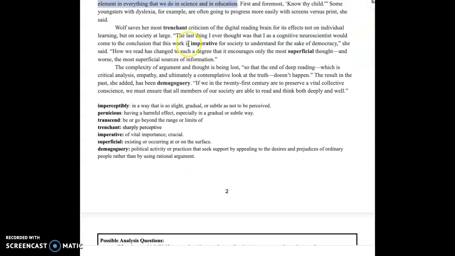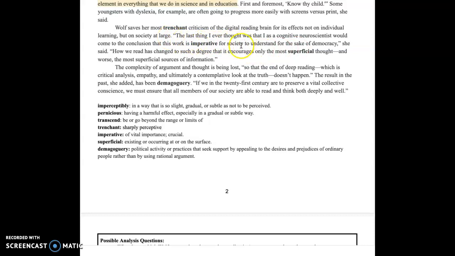Woolf saves her most trenchant. I don't know what trenchant means. Let's look that up. Trenchant. Sharply perceptive. Okay, so that sounds like the word insightful also, that I know. Woolf saves her most insightful criticism of the digital reading brain for its effects, not on society at large.